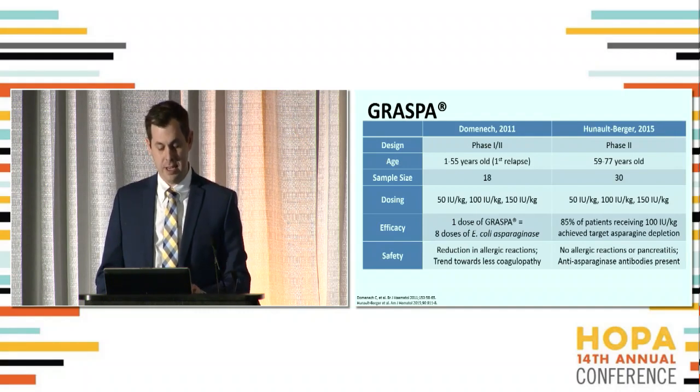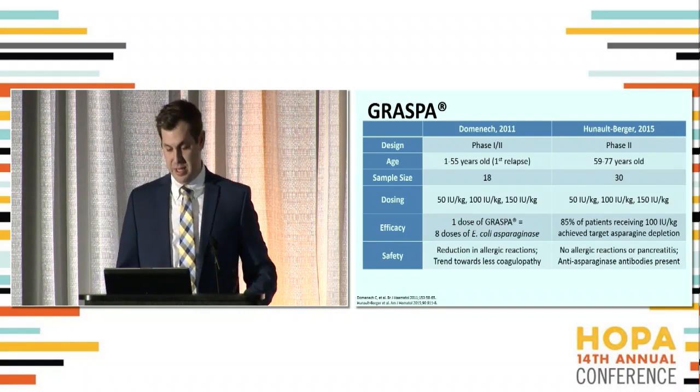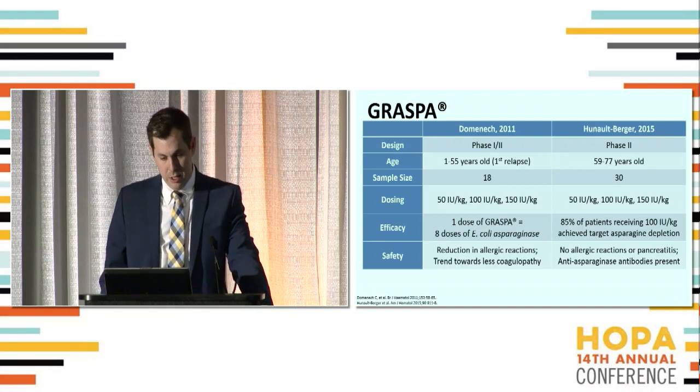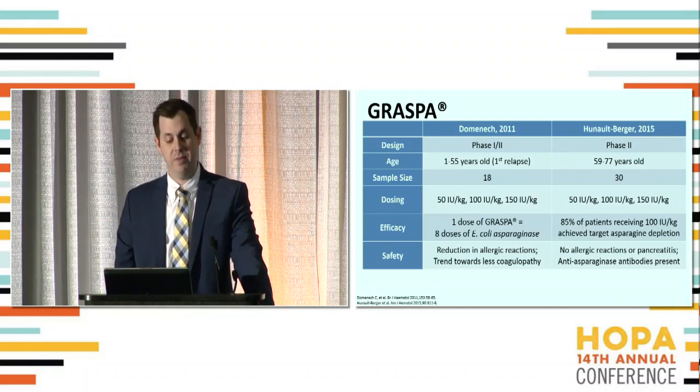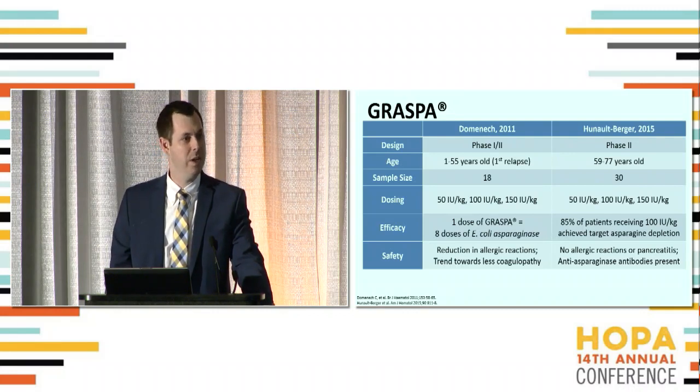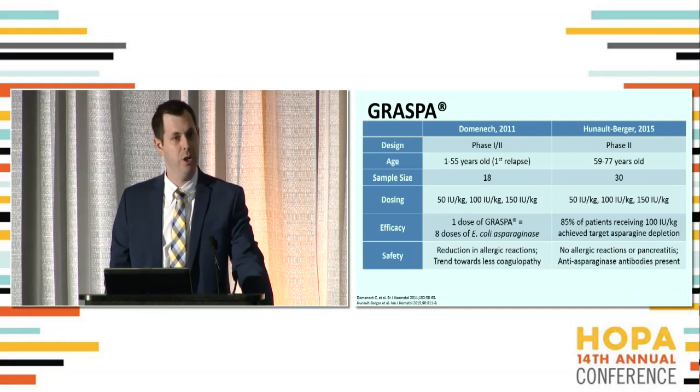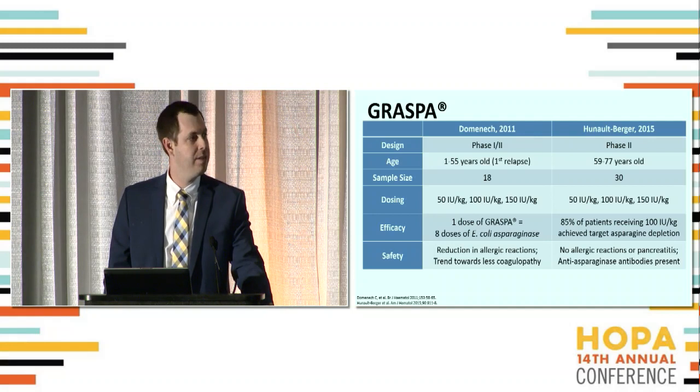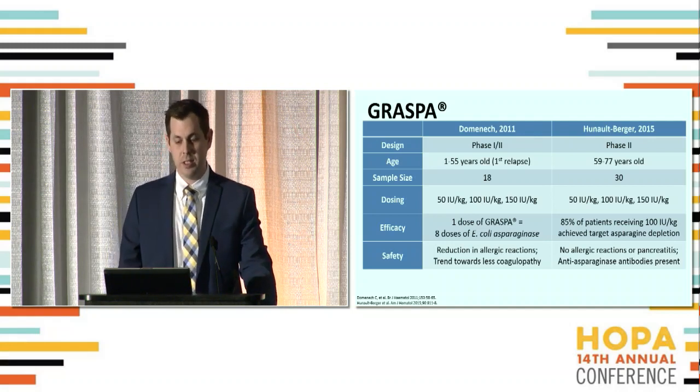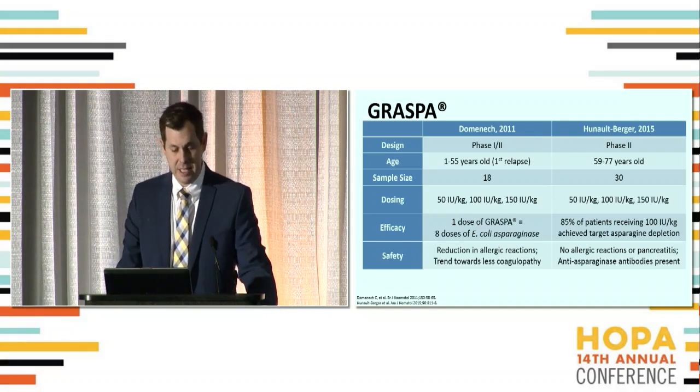When looking at the next study that came about by Hinault, Berger, and colleagues in 2015, this was a phase 2 study, and I think it's interesting the target population they looked at, because to me this is what Graspa seems like it's being developed for, those older patients who are less likely to tolerate asparaginase therapy so they can get some of the same benefits that our younger patients get. So they looked at patients aged 59 to 77.